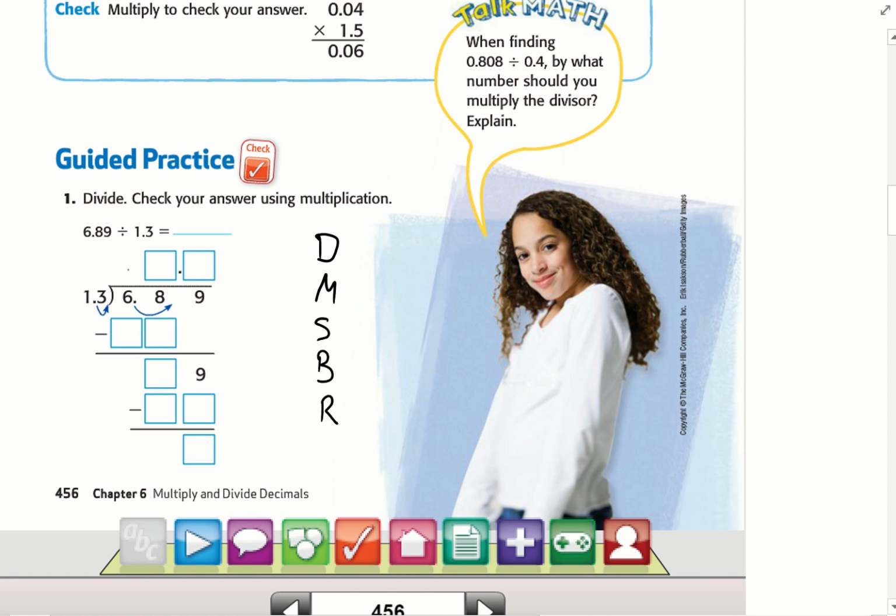So we have 13 goes into 6 0 times. 13 goes into 68 five times. So 5 times 13 is 65. Subtract, and it's going to be 3. We're going to bring down the 9. 13 goes into 39 three times. And 13 multiplied by 3 is 39, and we get 0. So we get 5.3.